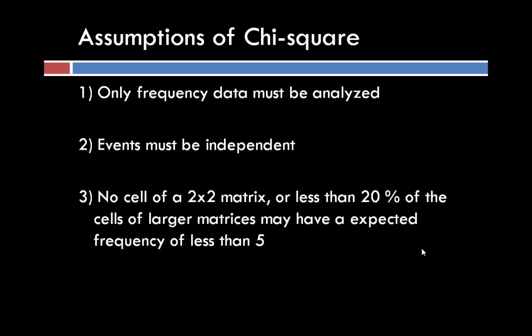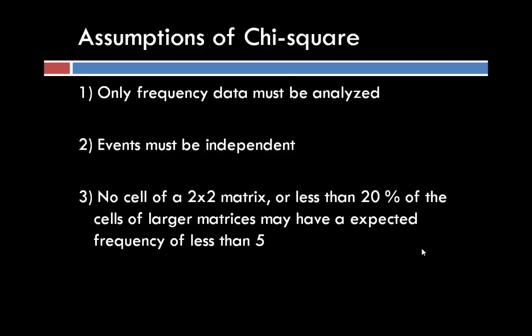So some of the assumptions of chi-square: only frequency data must be analyzed. And so this data can be derived from data that are ordinal, interval, or ratio and transformed into nominal frequency data. The events must be independent within a sampling group, or unpaired. And no cell of a 2x2 matrix or 2x2 table, or less than 20% of the cells of larger matrices, so larger tables, may have an expected frequency of less than 5. And we'll get into that a little bit later, what an expected frequency means and what it means that this can't be less than 5.